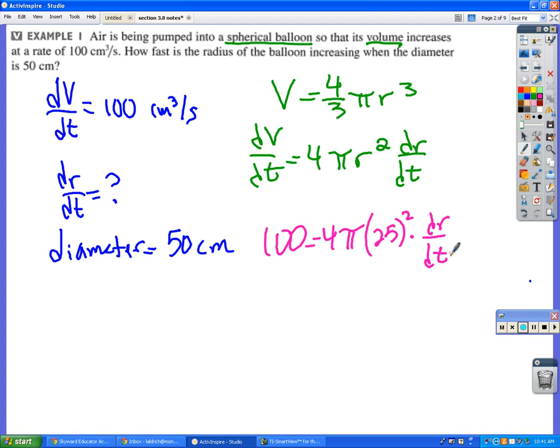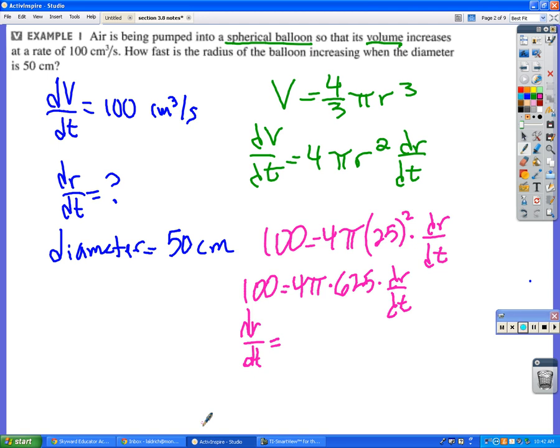Okay, so 100 equals 4 pi times 25 squared, which is 625, times dr/dt. You guys know your fives, how to square your fives? Okay, so then you figure this out. And you can leave that in terms of pi, or you can put it out as a decimal. That's the dr/dt, that's what I'm trying to find. The book did it what? No, I'm looking at it on top.